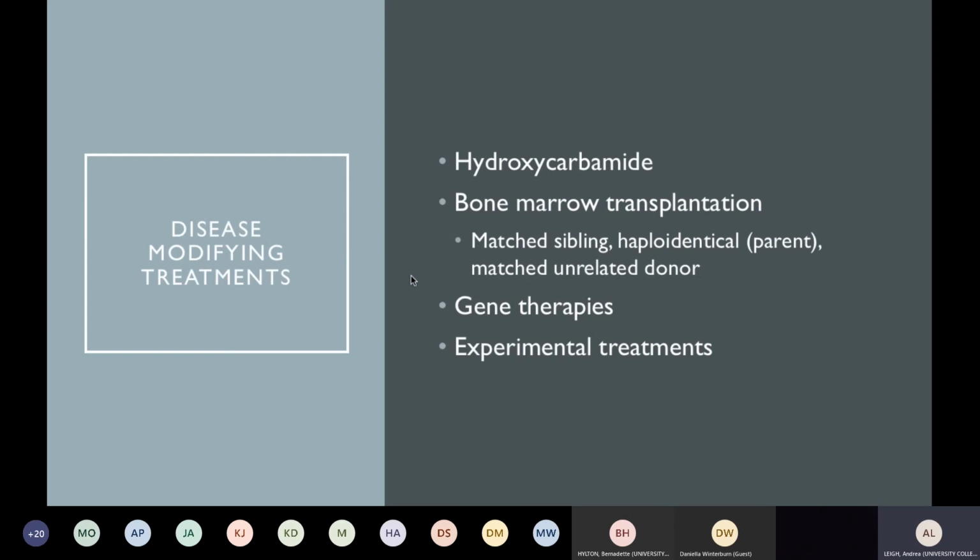One of the differences between children and adults, I guess, is the use of therapies and changes in guidance for hydroxycarbamide, but also bone marrow transplantation, gene therapies and experimental treatments that are emerging. They obviously often come later to children than adults, to check the safety profile in adults first, and that means children are often the last to benefit from novel therapies.